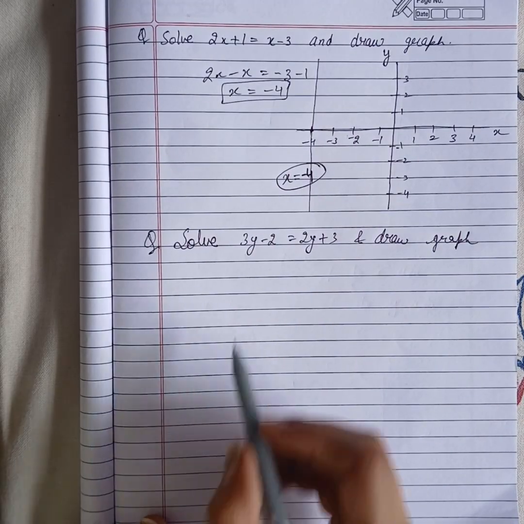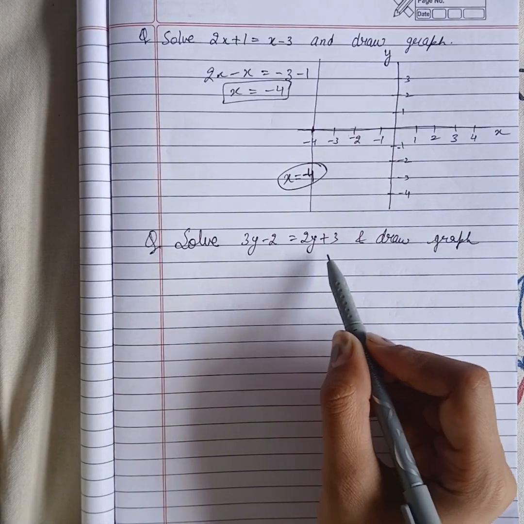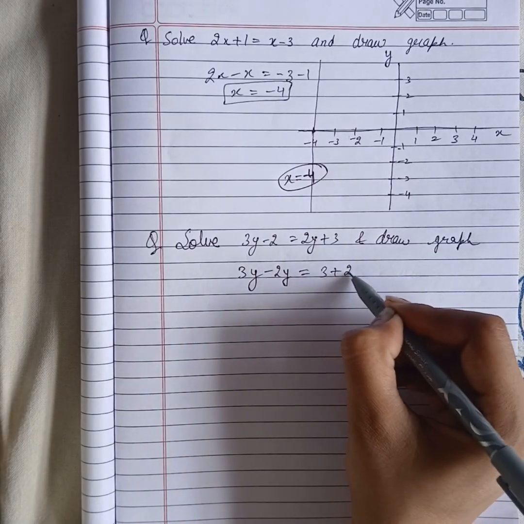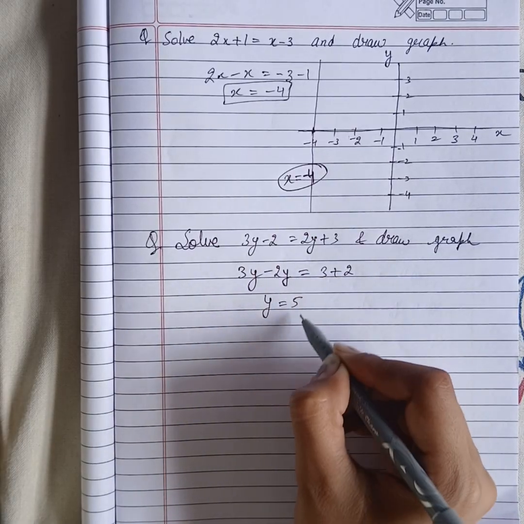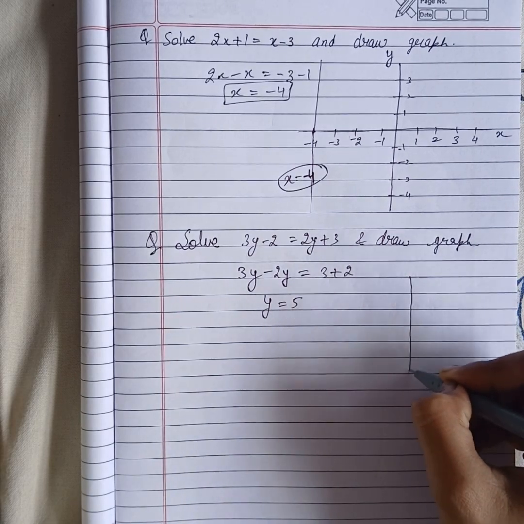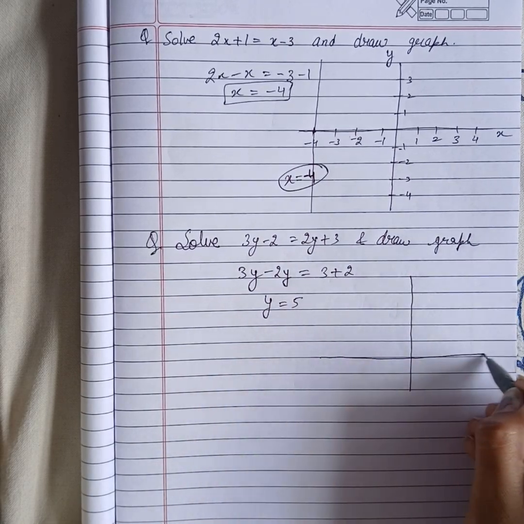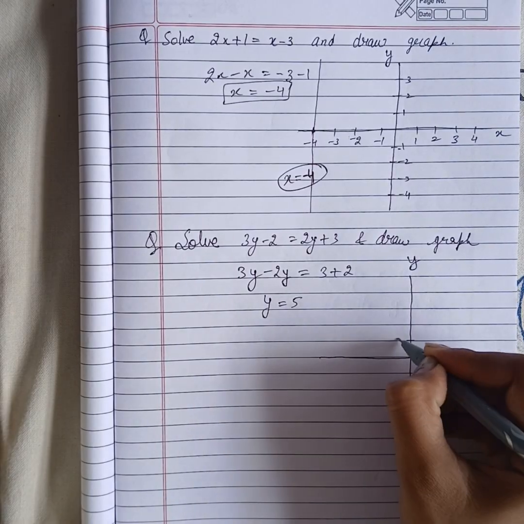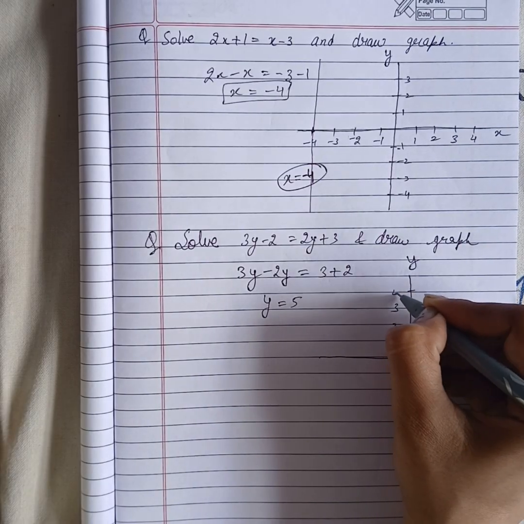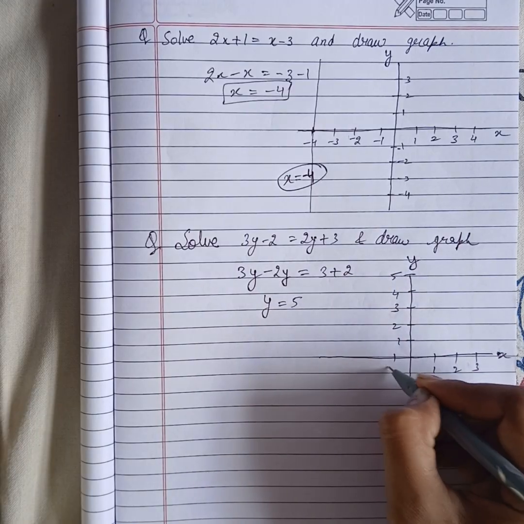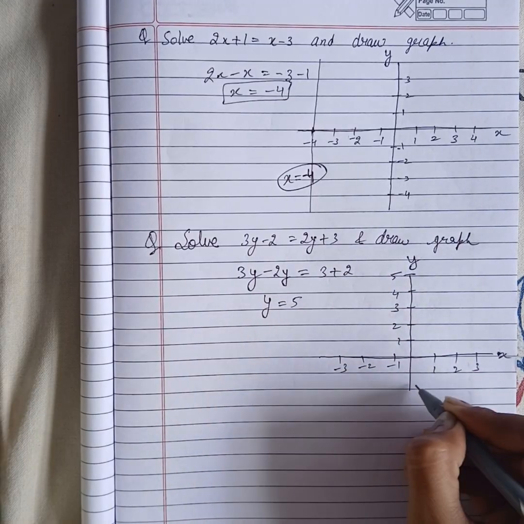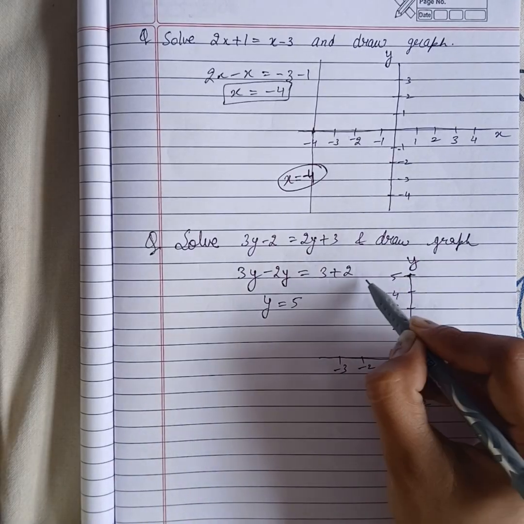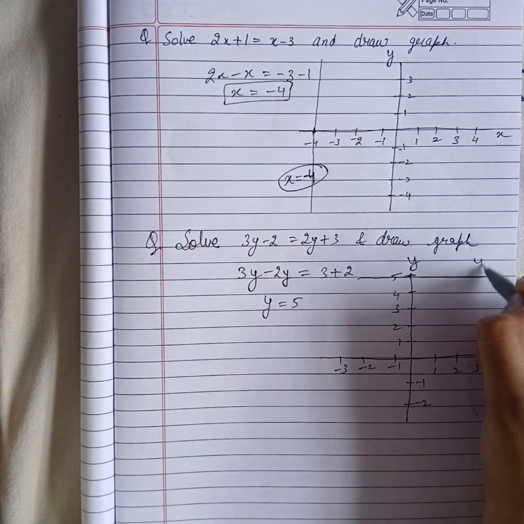Similarly, last question of this video is 3y minus 2 is equal to 2y plus 3. Then 3y minus 2y is equal to 3 plus 2. Then value of y comes out to be 5. So our graph becomes, its x-axis, y-axis, 1, 2, 3, 4, 5, -1, -2, -3. Value of y is 5, so which is parallel to x-axis.